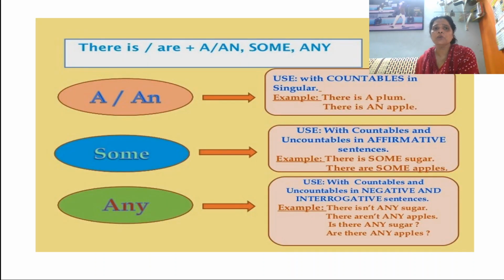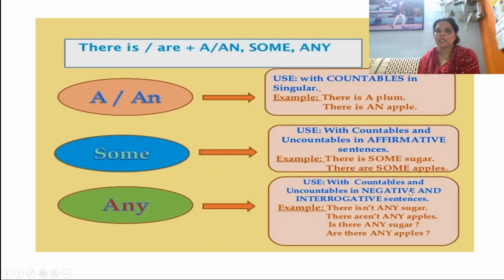Okay. Now, how do we use a and an? Remember only one thing. This a or an article is always used with a countable singular noun. Okay. And some is used with both plural countable and also uncountable. In which form? In positive form, in affirmative sentences. There is some sugar. Here it is uncountable. But there are some apples. Here it is countable. Because sugar is an uncountable noun, and apples is a countable noun.